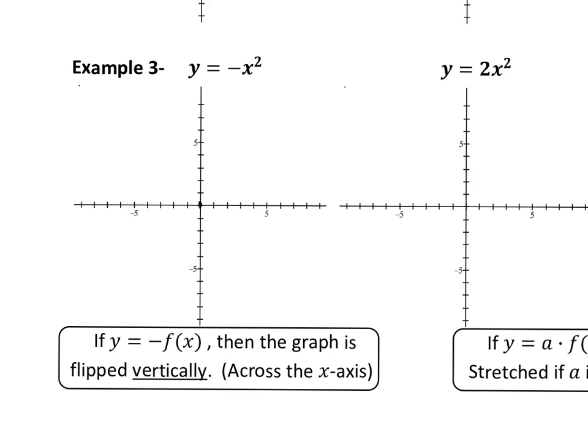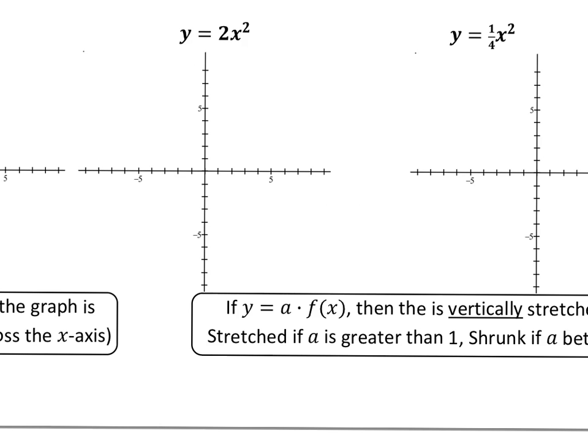So, right 1, down 1 squared. Right 2, down 2 squared. Left 1, down 1 squared. Left 2, down 2 squared. And there's your graph. Okay. So again, that is a vertical flip. If there's a negative out in front, it flips it vertically, across the x-axis.